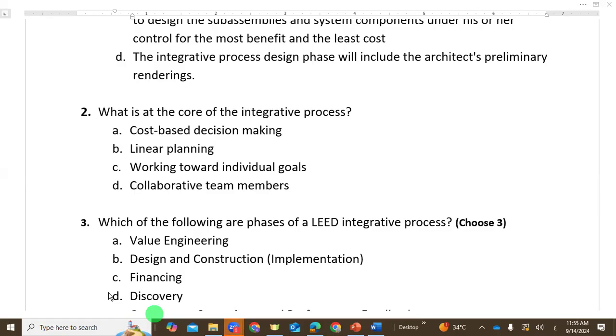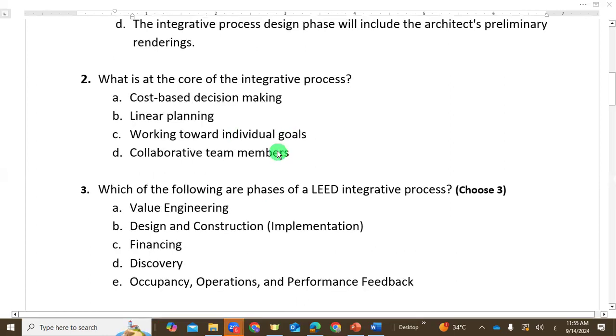Okay, excellent. So engineer, if I want to eliminate one, I also want to teach you exam strategy. Eliminate the first one that you are sure is not the answer. Which one? The cost-based decision making. And also what? Working toward individual goals, because we are a team here. We should coordinate together. Excellent. Integrative. Excellent.